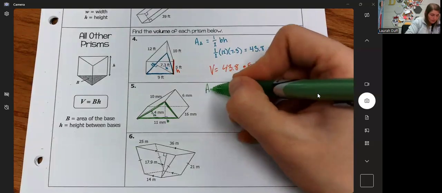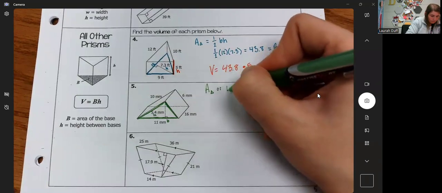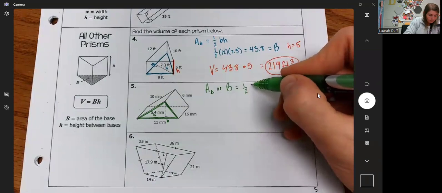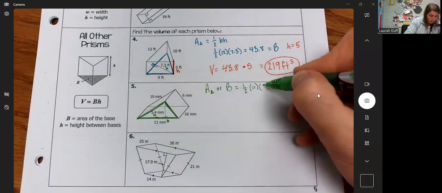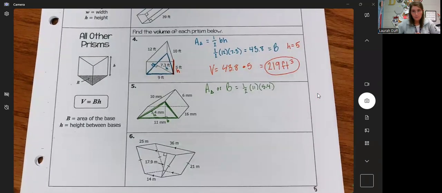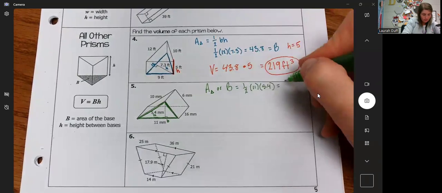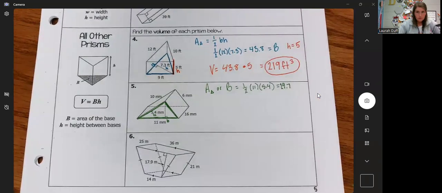So my area of the triangle, or my big B, is 1/2 times base times height. Again, this 1/2 BH is right off the blue formula sheet. You should have that out. That gives us 29.7 millimeters squared area of the base.